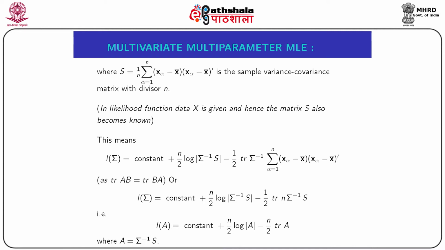This means the log of the likelihood function of sigma equals a constant plus n by 2 log of determinant of sigma inverse, minus half trace of sigma inverse into summation alpha from 1 to n (x alpha minus x bar)(x alpha minus x bar) prime. This is because of the fact that trace of AB equals trace of BA, and trace and summation can be interchanged among themselves.